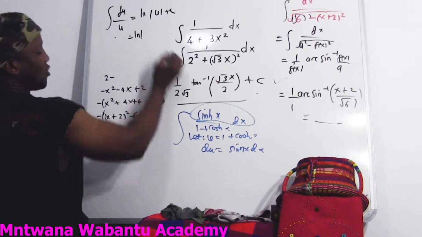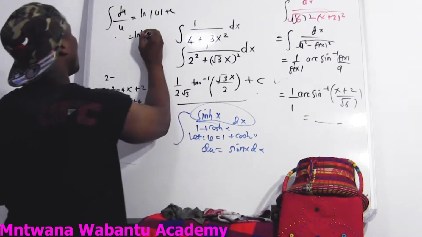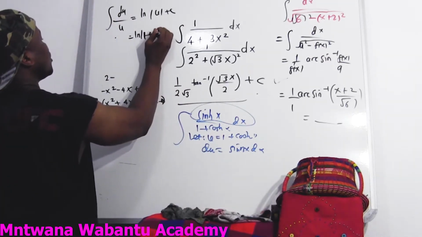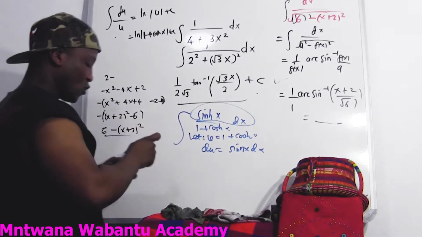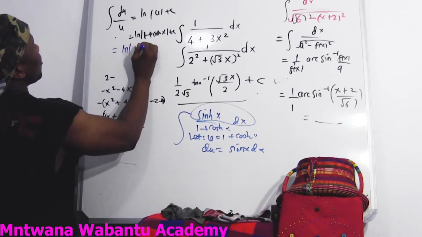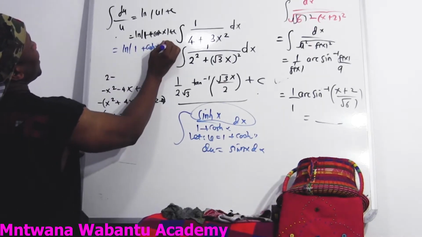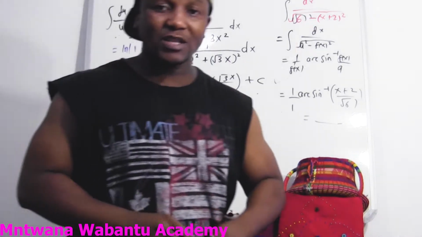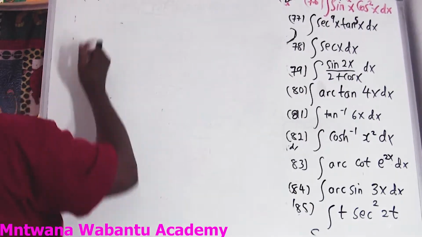So ln of u, and we know the value of u. What is u? 1 plus cos of x. So ln of 1 plus cos of x plus a constant, because we don't have limits. And the question is finished. So it's almost the same approach.